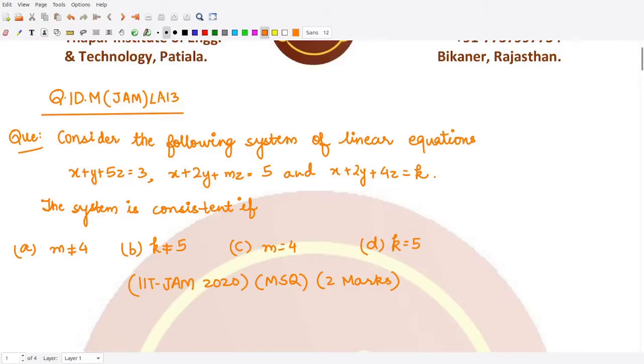In this video, we'll be looking at another question from linear algebra. It appeared in the exam 2020. This is a multiple select question, that means multiple options could be correct, and it is a 2-mark question.